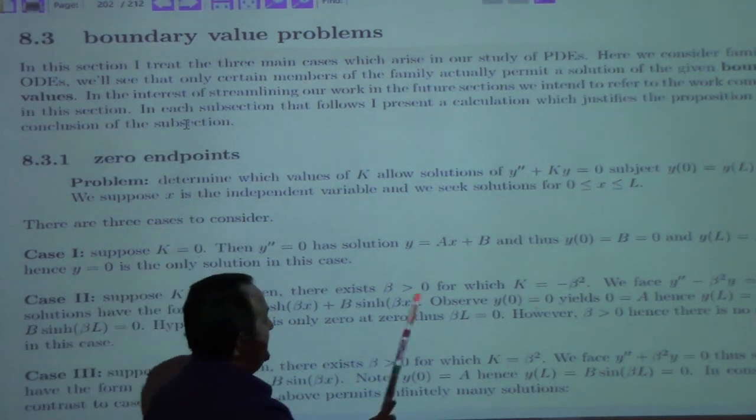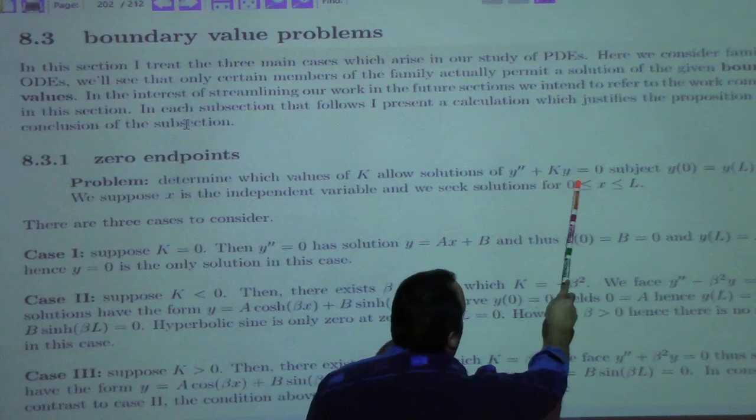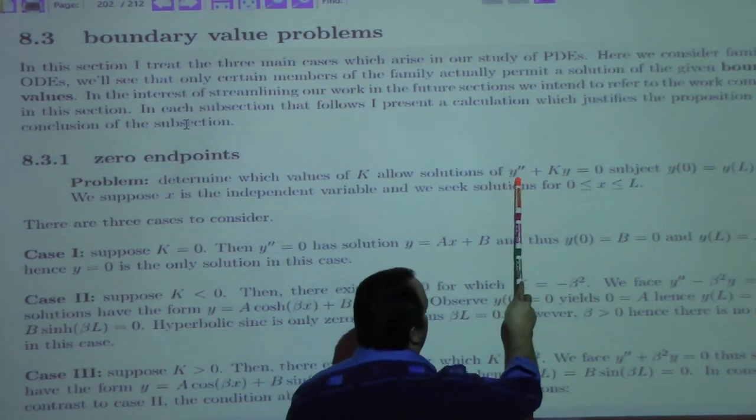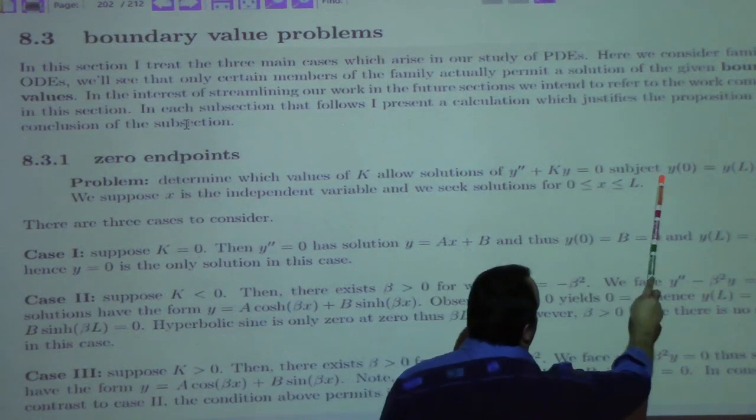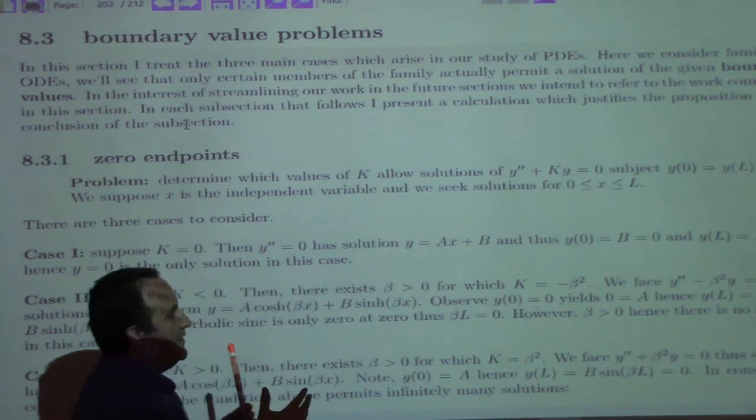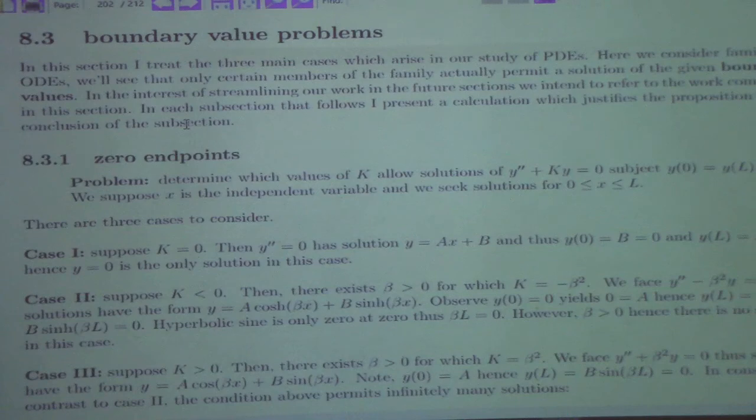There we go. So which values of k are allowed, which give us solutions to y'' plus ky equals 0, and we're looking for solutions that satisfy y(0) equals 0 and y(L) equals 0. You see the difference between that and problems we saw before? Before, I told you y(0) is whatever, y'(0) is whatever. We can solve that. That's an initial value problem.